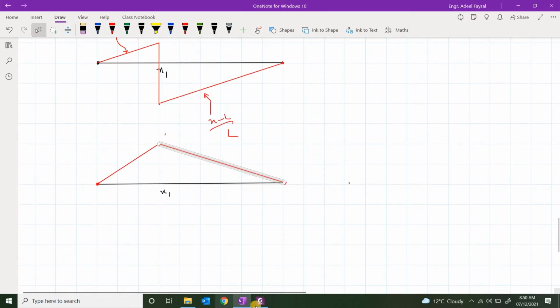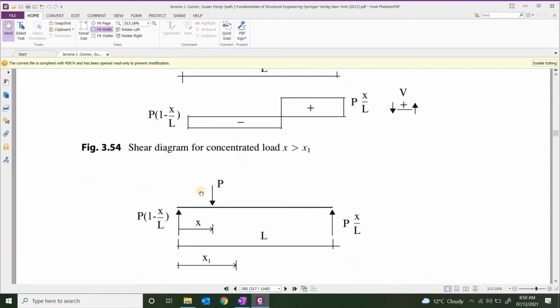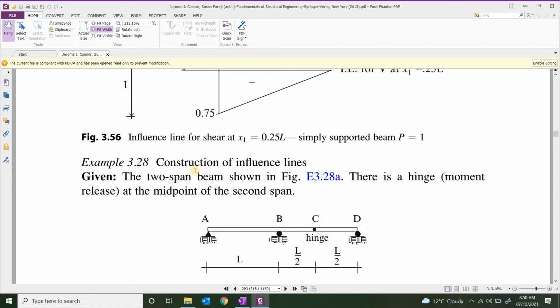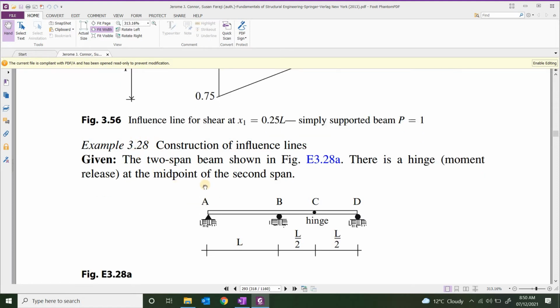All right, so this is the basic way of drawing shear force and bending moment diagram. You can see the discussion in this. This is chapter number 3, and you should be able to find these topics over here.